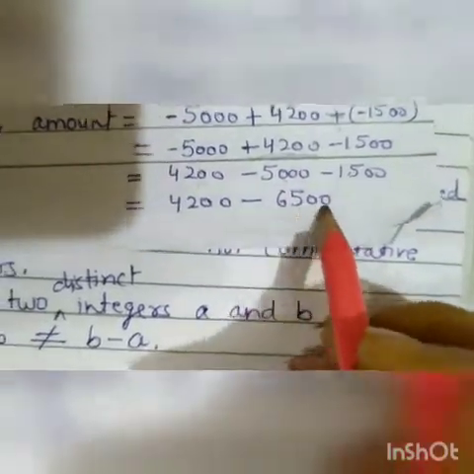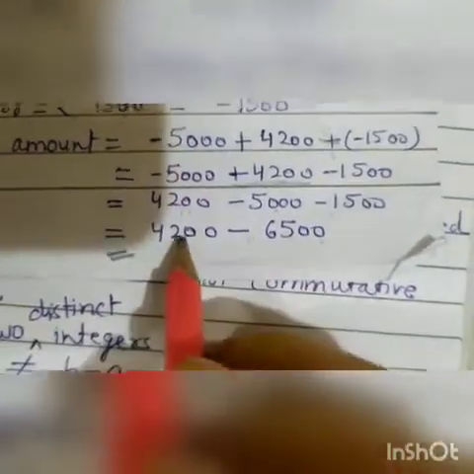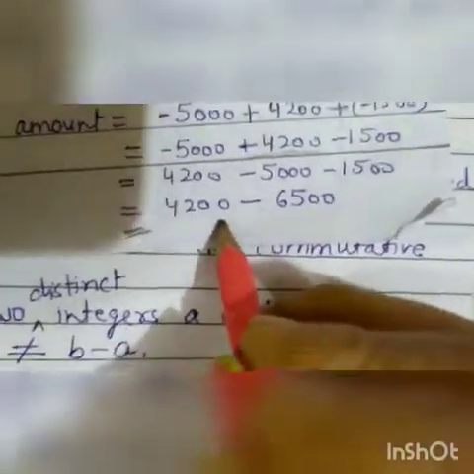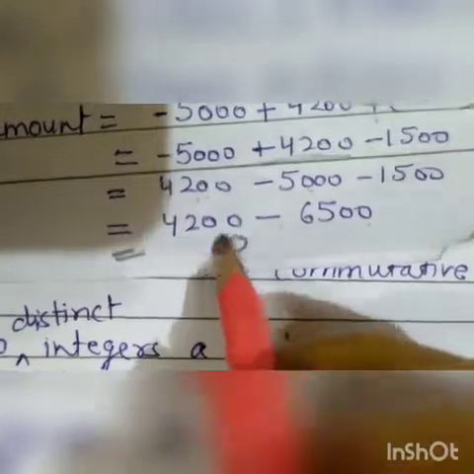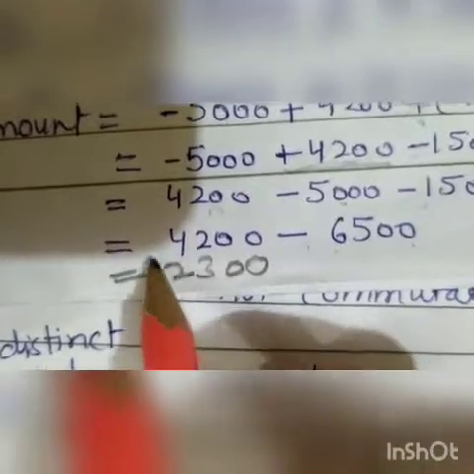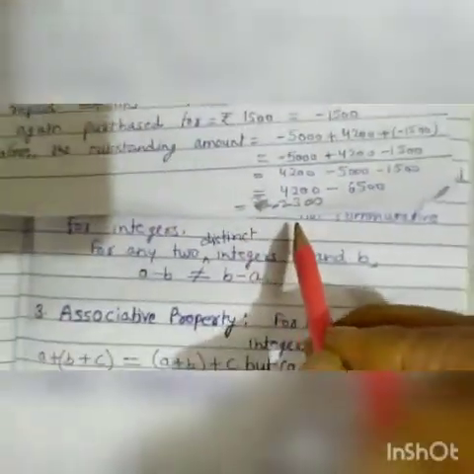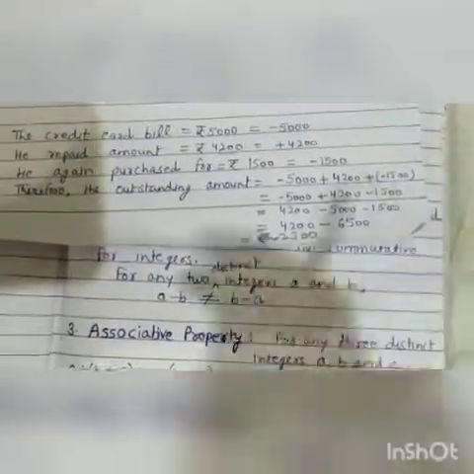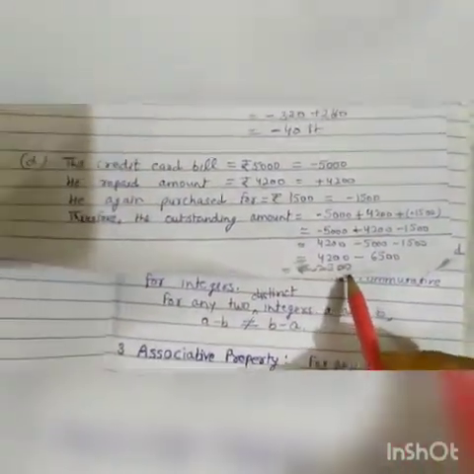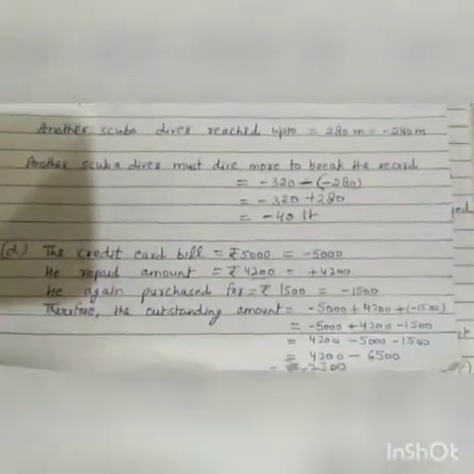It will be 6,500. Now this is with a plus sign and this is with a minus sign, so we will subtract this 4,200 from this 6,500. We will write rupees here also. So what is the outstanding amount? Means what is the balance amount which he has to return? It is 2,300 rupees. Clear? I think up to here it should be clear.